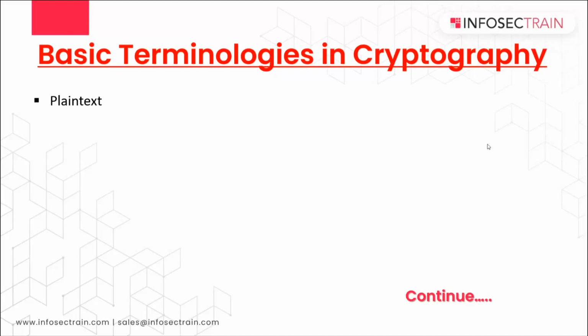The first one is plain text. So guys, what is plain text? We already mentioned it in the explanation of cryptography. Plain text refers to the original unencrypted message or data. Some people get confused about plain text because sometimes it might be an image as well. So it's not just text; it can be an image, any data, or a message.